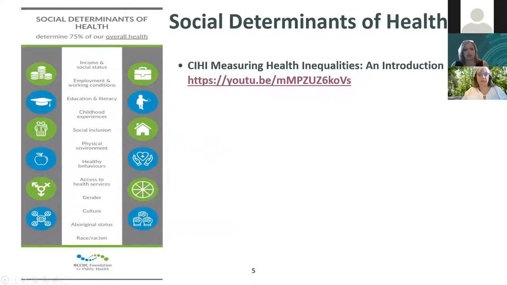This visual from BCCDC shows the many different types of social determinants of health. These will be familiar to many of you, includes things like income and education, gender, race and racism. And while these concepts are not new, they've really been brought to people's attention over the past year as it relates to the COVID-19 pandemic.